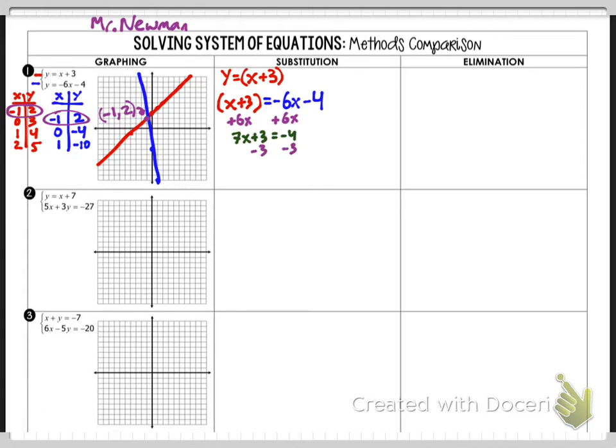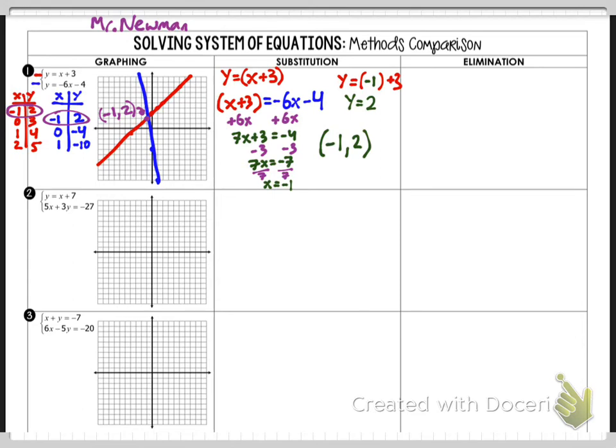Then I subtract 3 from both sides. I get 7x is negative 7. When you divide by 7, x is negative 1. Good, that matches what we got in our graph. Let's just find out what y should be by showing our work. When x is negative 1, we get y is 2, and negative 1 comma 2 is our solution. Remember, you can plug negative 1 into either equation. We should get 2 either way. I just chose the top one because it looked a little bit faster.